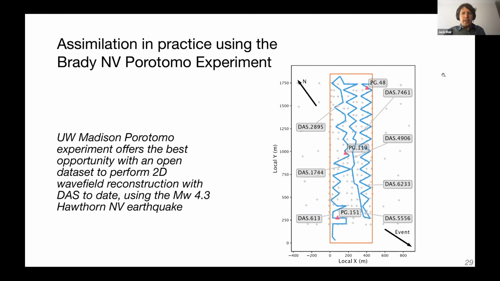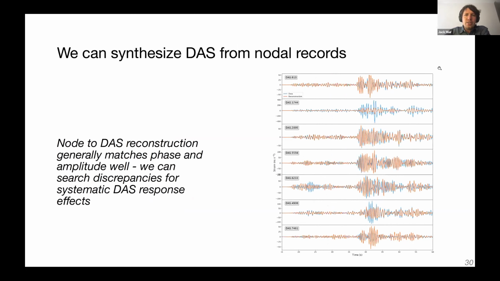So in the real data experiments, we're going to be using the Brady NV Porotomo Experiment, which is an open access data set supplied by UW-Madison. It's probably the best opportunity to do this to date because we have a 2D DAS cable as well as a 2D, so what I mean is that it fills a 2D area, and we have a dense nodal array in the same location. And there was a useful magnitude 4.3 event nearby that can be used to analyze the cable performance. So the first thing to do is to just do the normal algorithm, looking at the nodes, see if we can synthesize the DAS records. And this we can do very well.